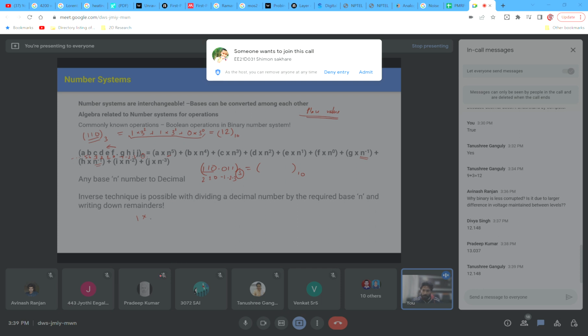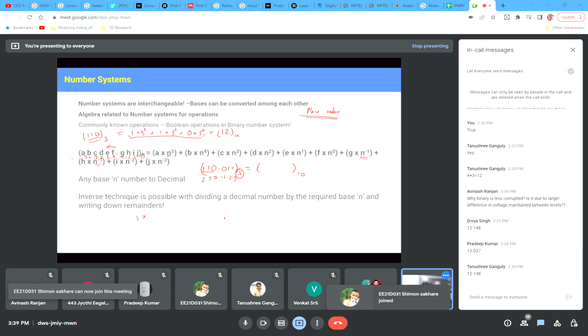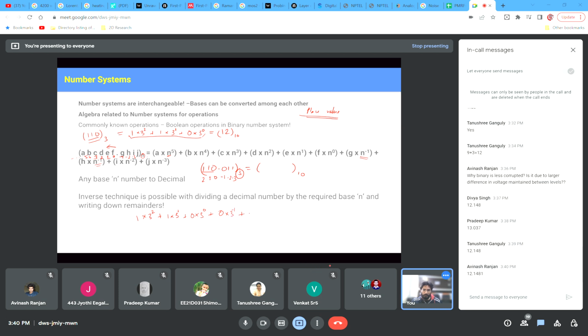So if we simply use these place values, then this will be 1 into 3 squared plus 1 into 3 to power 1 plus 0 into 3 to power 0. Fine. Now we have encountered the decimal point. Now the powers will flip, so it will be an inverted thing. So this will be 0 into 3 to power -1 plus 1 into 3 to power -2 plus 1 into 3 to power -3.